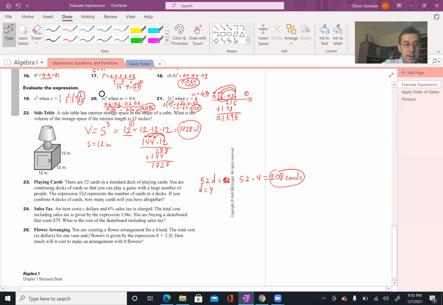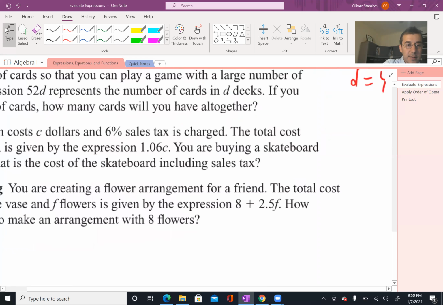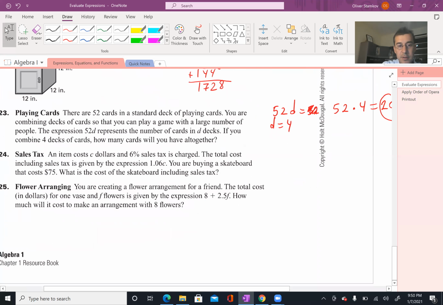Okay. 24, sales tax. An item costs $C and 6% sales tax is charged. The total cost including sales tax is given by the expression 1.06C. So 1.06C is the expression. You're buying a skateboard that costs $75. So C is $75. What is the cost of the skateboard including sales tax?